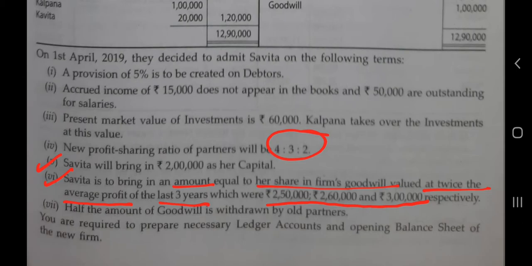It is 432. So 4 plus 3, 7. 7 plus 2, 9. So 2 by 9 will be Savita's share. So whatever is going to be the amount of goodwill, out of the total amount, you will calculate Savita's share. And then point number 7 is saying half the amount of goodwill is withdrawn by the old partners. So we have already covered this topic in the chapter goodwill also.